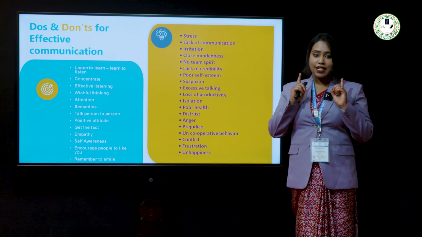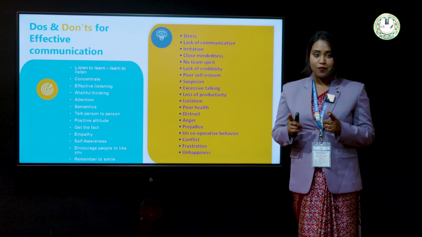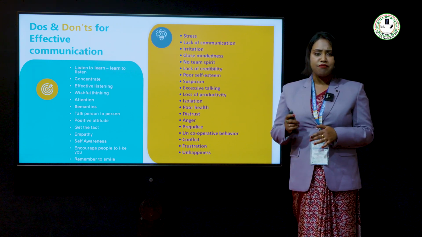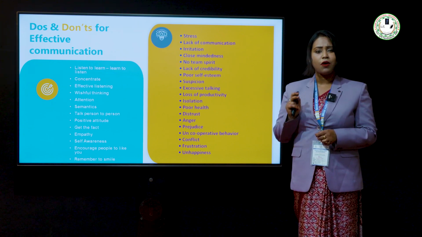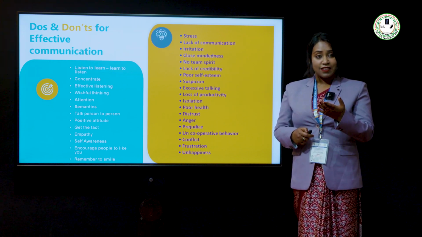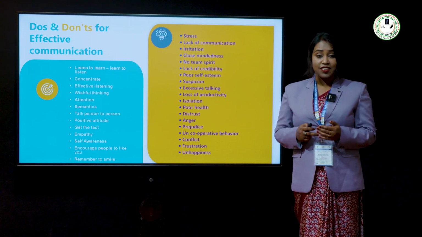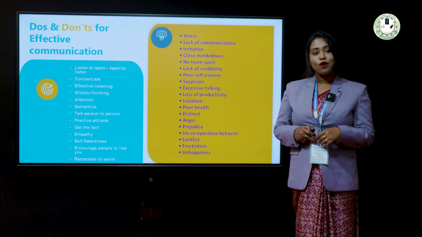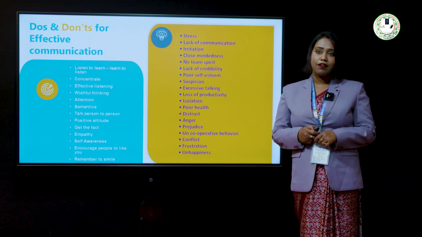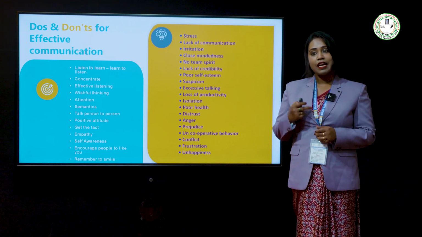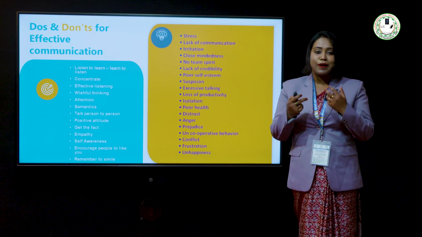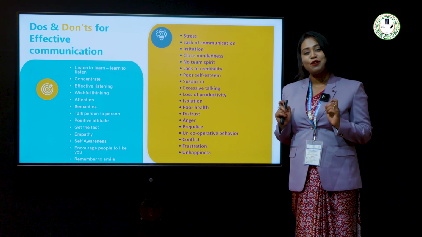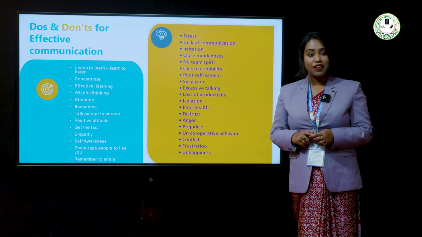The next one is concentrate, focus. Whenever we are listening, don't think about our different kinds of issues. Concentrate on that particular way. That is the next do. Third one is effective listening. The listening should be effective. Next is wishful thinking. Whenever we are listening to others, we are again thinking what should be heard from him or her. That means the information is already wishful. So, try to avoid wishful thinking.